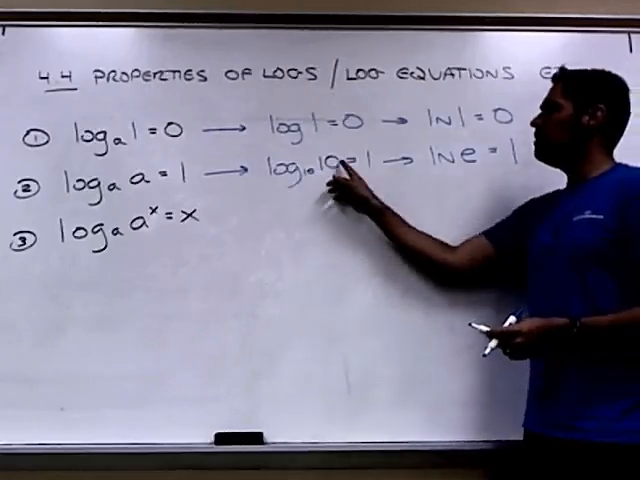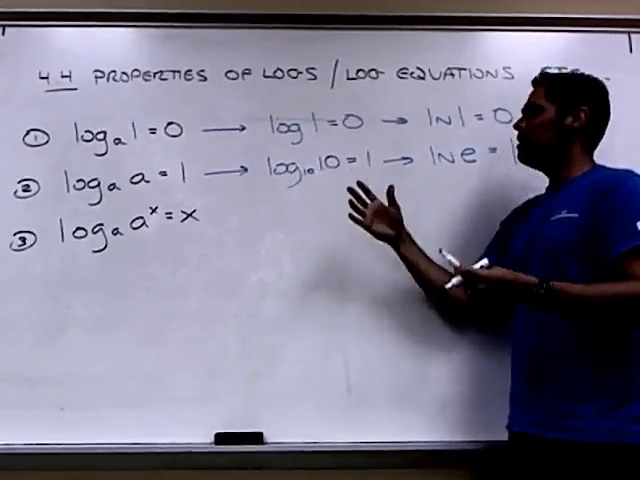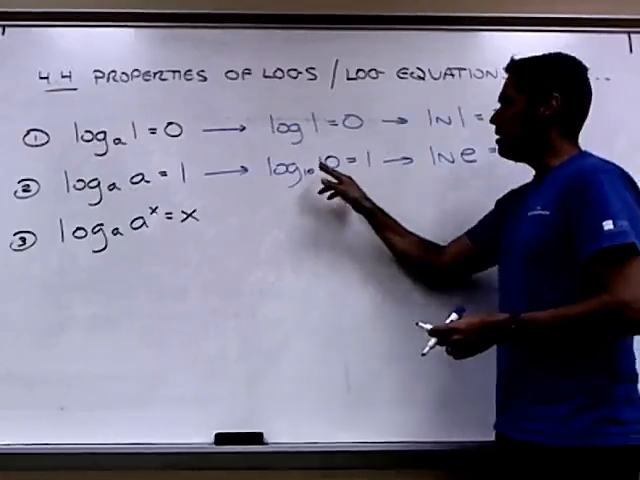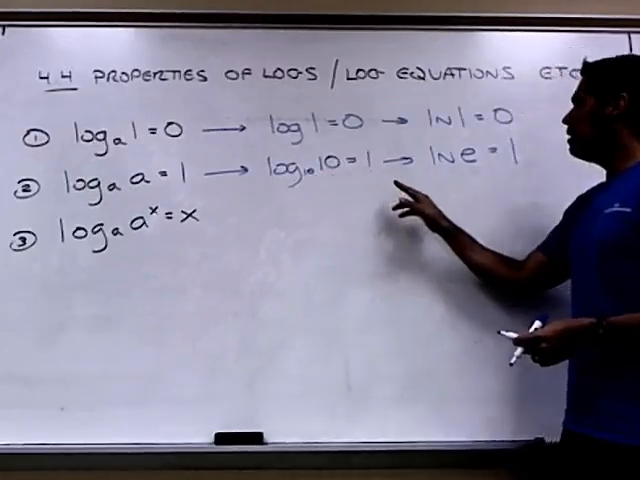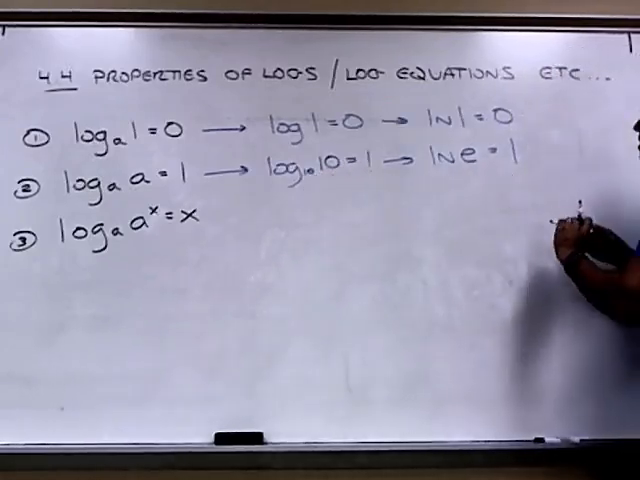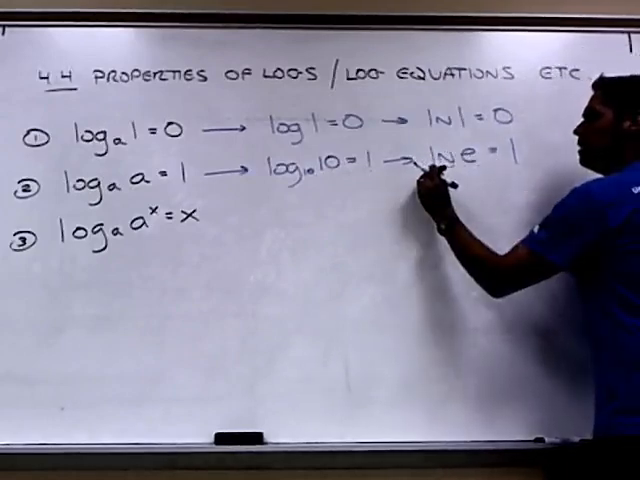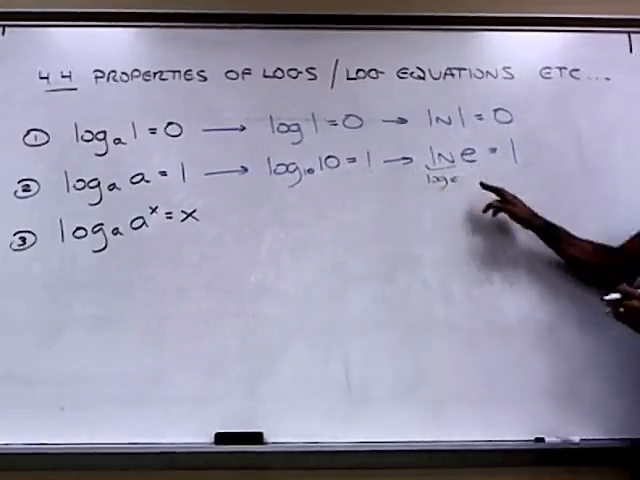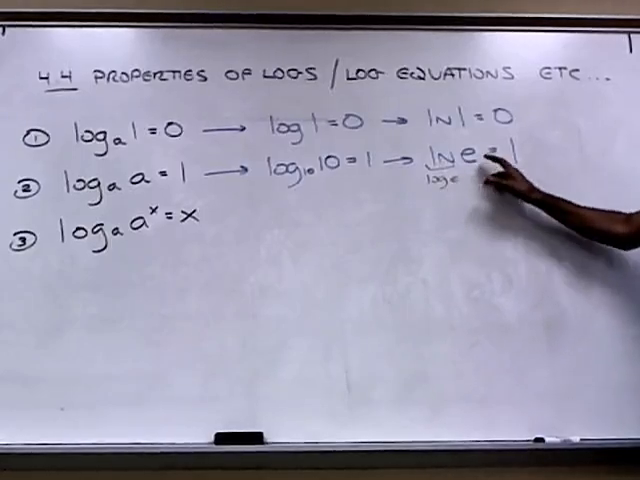The log base 10 of 10 equals 1 seems to make sense because you can see it, right? There's your A and your A. The tricky part here is, what does ln really mean? Log base e, right? So do you see e, e? Okay.